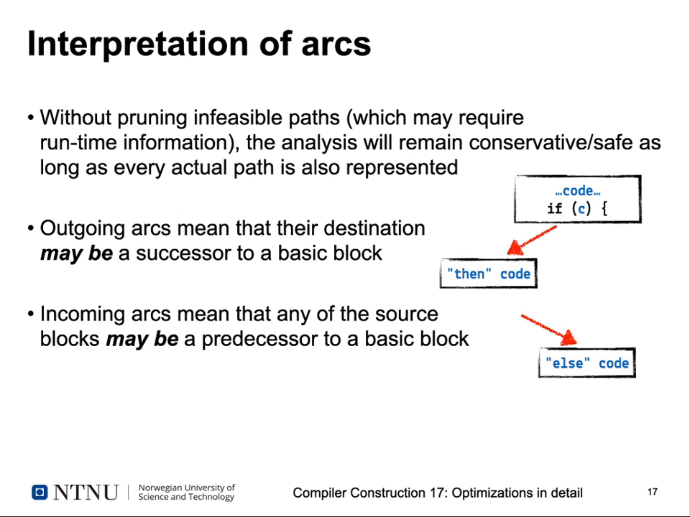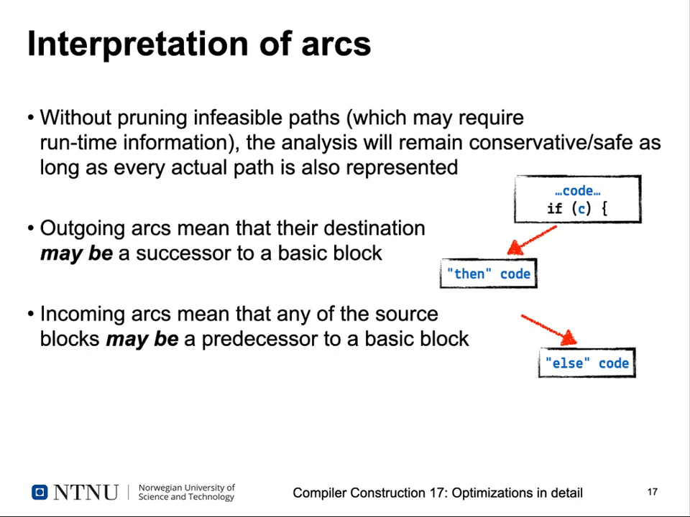So this means that without pruning the infeasible paths, so looking at certain combinations that can actually never occur, and as we've seen this might require runtime information, our analysis will remain conservative, so it might cover more cases in its static analysis than would actually occur in real-life execution of our program. So it's conservative, or we also call it safe, as long as every actual path that can happen through the execution of our program is also represented.